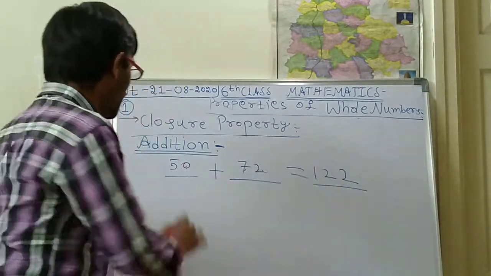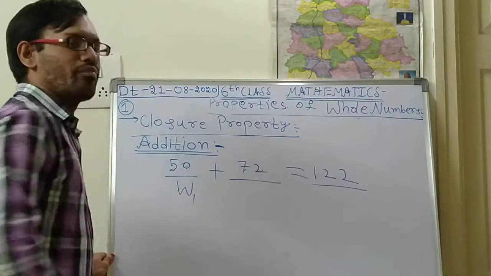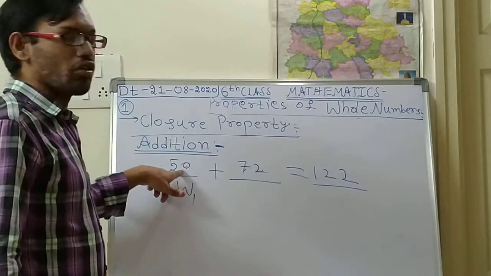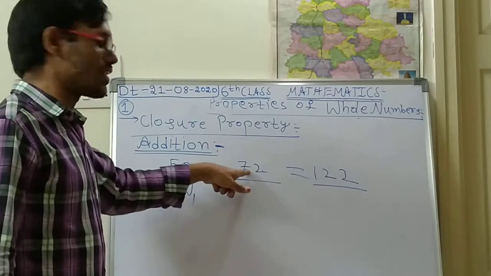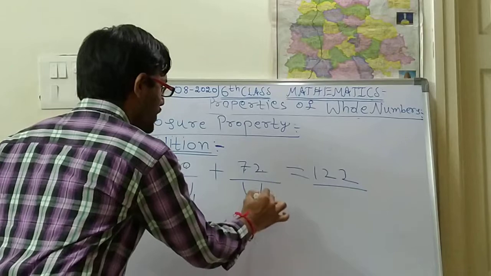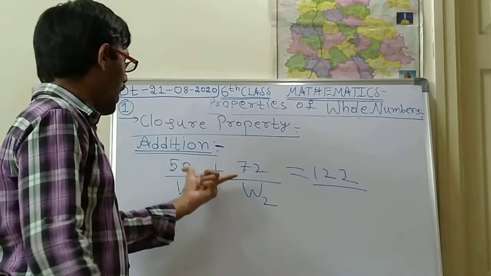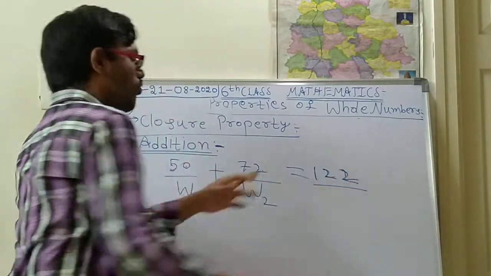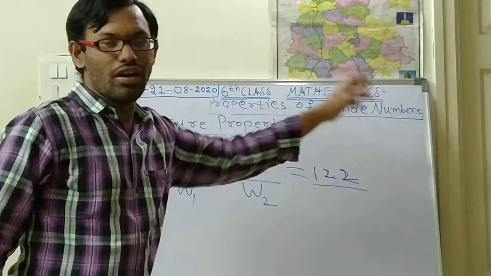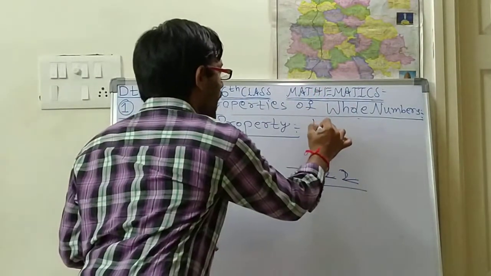So that means this is one of the whole numbers, W1. This is the first whole number, so I am taking it as W1. Next, this is the second whole number, so I am taking it as W2. W means whole number. So W1, W2. After adding these two, what is the result? 122. 122 also lies in the whole number set, because what is the set of whole numbers? Already I have written it here.